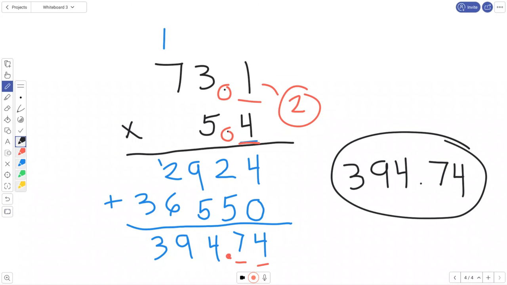You know the strategy. Just put that decimal in at the end. Make sure you count up how many numbers you need. All right, good luck.